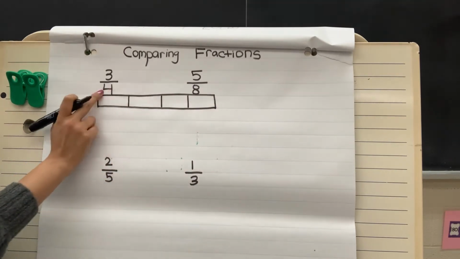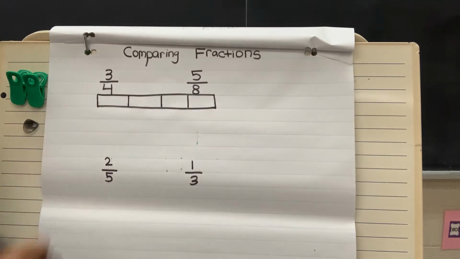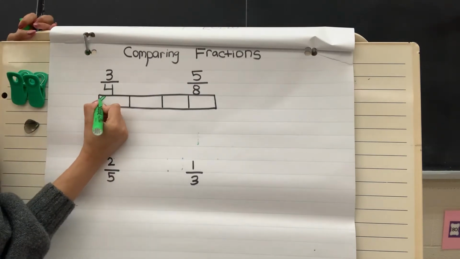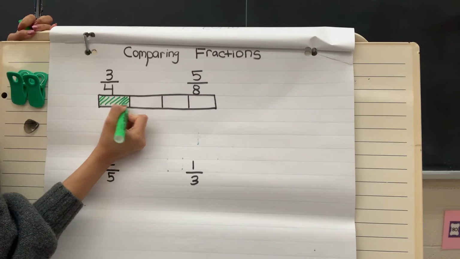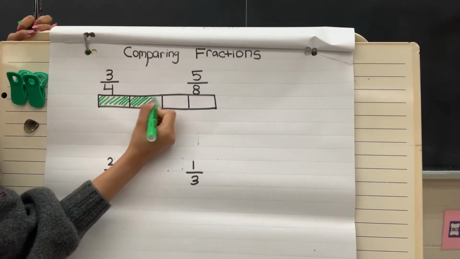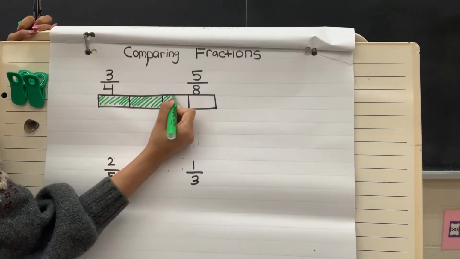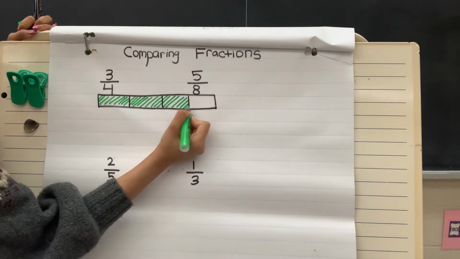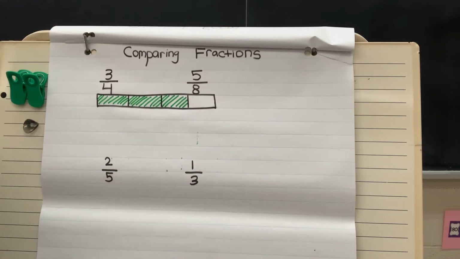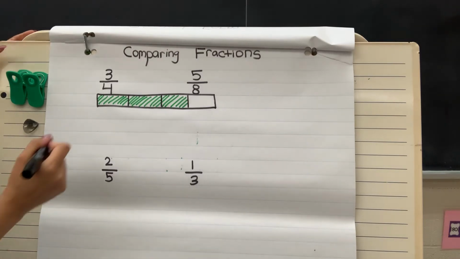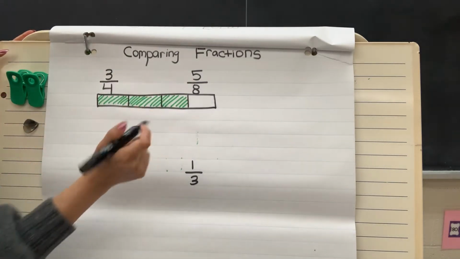So I have 4 parts. And how many are shaded? 3 parts should be shaded. So I have 1, 2, and 3. So I have my 3 parts that are shaded. Now, my next one is my 5 over 8.